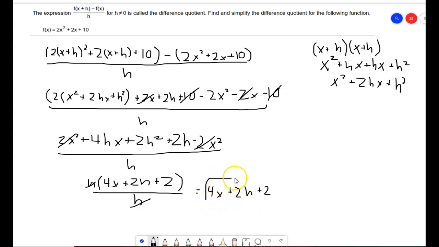So that is a pretty crazy problem. Go through this a couple of times, try it maybe with a couple of different functions, and I'll give you one little hint. At the end, you should always be able to factor an h out, and those h's should always cancel out, one from the bottom and one from the top.